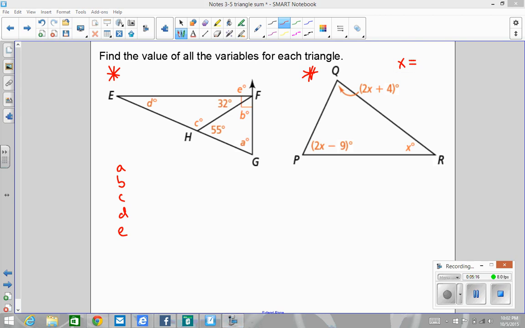over here for this one you should have got x is equal to 37. Now over here I wanted to go through this process here with you. So I'll look for a few pieces of information. So this is 55. We know we have a linear pair here. So this is going to be 125. Okay. And so we know this triangle adds up here. So we got 125.